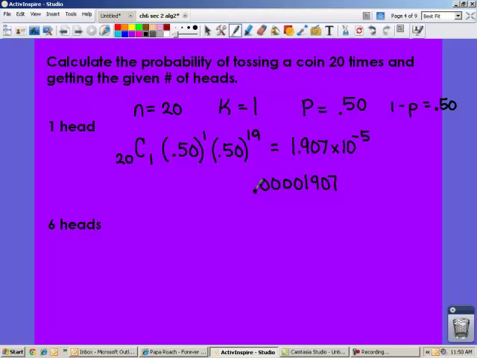Now let's say we wanted it to be 6 heads. So we're going to do the same thing. The total number is still 20 times, and the amount of success would be 6. Now the probability is going to stay the same. It's a 50-50 chance of getting a head or a tail. And the failure also stays the same because it's a 50-50 chance. But this time it's 20 minus 6. And when you throw this in the calculator, you get 0.0369.